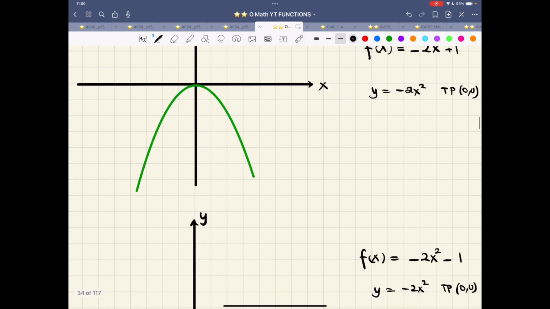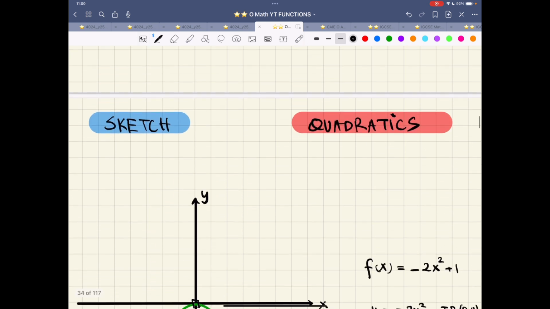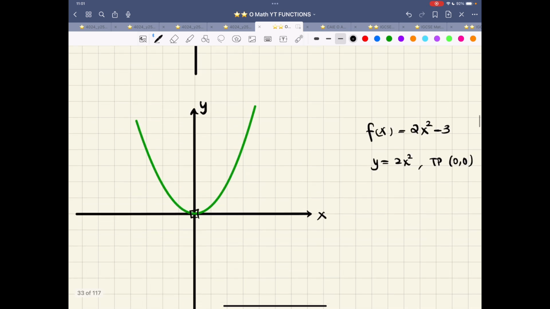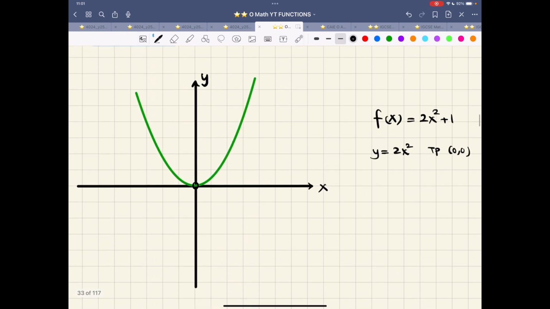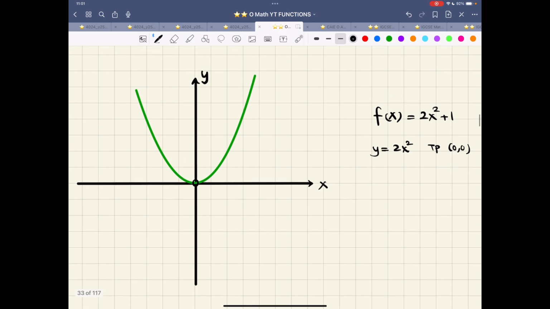So let me mark this thing that's drawn. Now I'm interested in 2x squared plus 1. So let me choose a red color. And this is 2x squared plus 1.